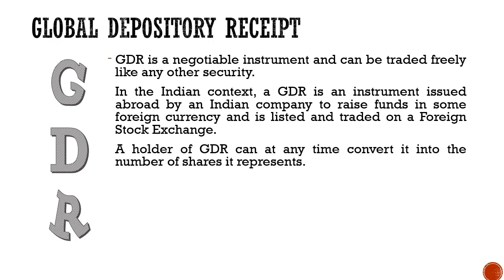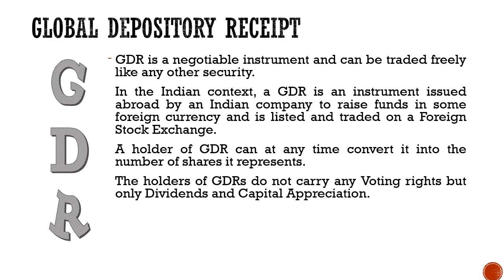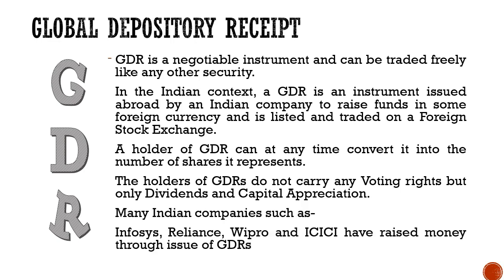Now, the holder of a GDR can at any time convert it into the number of shares it represents. The holders of GDRs do not carry any voting rights. They don't have any voting right, but they get the benefit of dividend and capital appreciation. Many Indian companies such as Infosys, Reliance, Wipro, ICICI have raised money through issue of such GDRs.